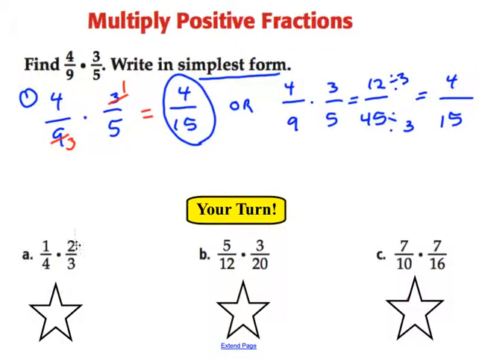Alright, I hope you gave that a try. 1/4 times 2/3. Okay, 1/4 and 2/3, they share a common factor of 2, right? So we can reduce right here across that diagonal. This one's a 1, this one becomes a 2. And what do we get for an answer then? We get 1 over 6. How about the second problem?